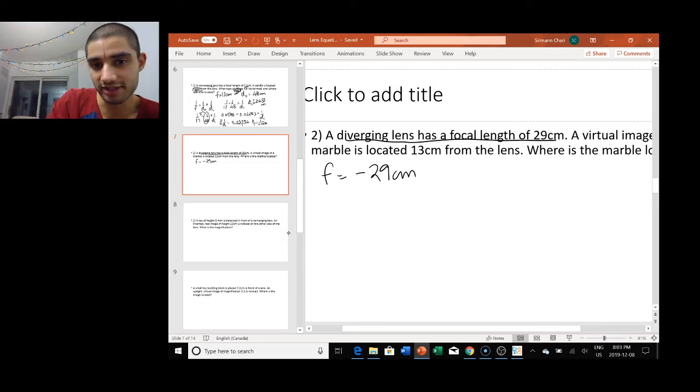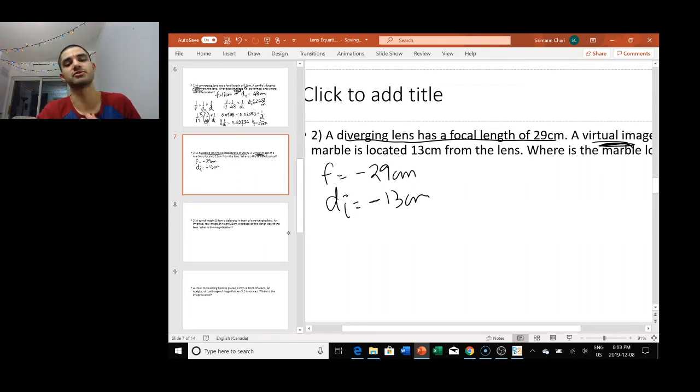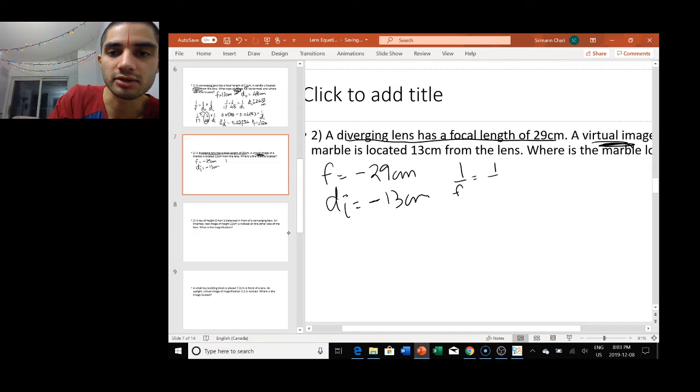So focal length is negative 29. Virtual image. So di is negative 13 centimeters because it's a virtual image. We know that it's telling us di, and we also know that it's negative because it's virtual. Then we put this into our formula and try to solve for do. 1 over f equals 1 over di.